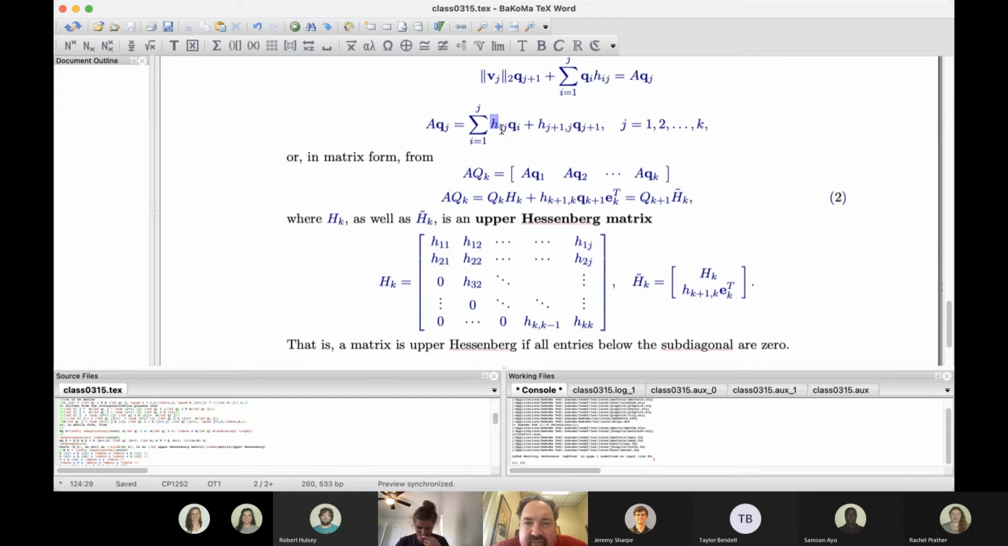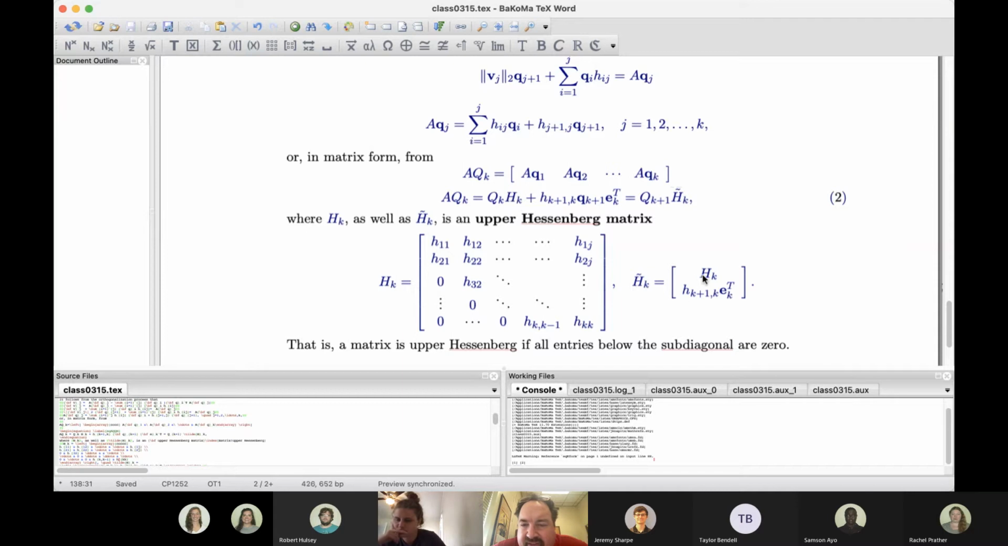Hk is formed from all these coefficients, hij, and here's the form that it has. Now, this kind of looks like an upper triangular matrix, but it's not, because there's one subdiagonal that's non-zero, and everything below it is 0. So this is called an upper Hessenberg matrix. Anytime you can have anything in the upper triangle, and one non-zero subdiagonal, with everything else 0, that's upper Hessenberg. We're going to see more of these when we deal with computing eigenvalues. So that's Hk.